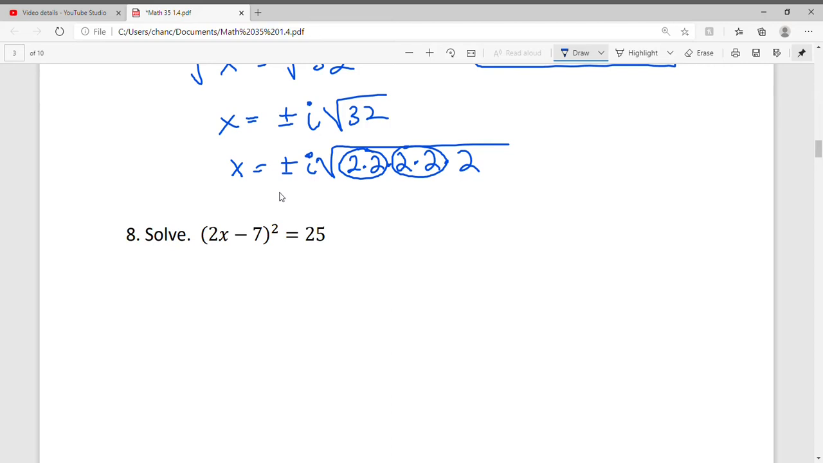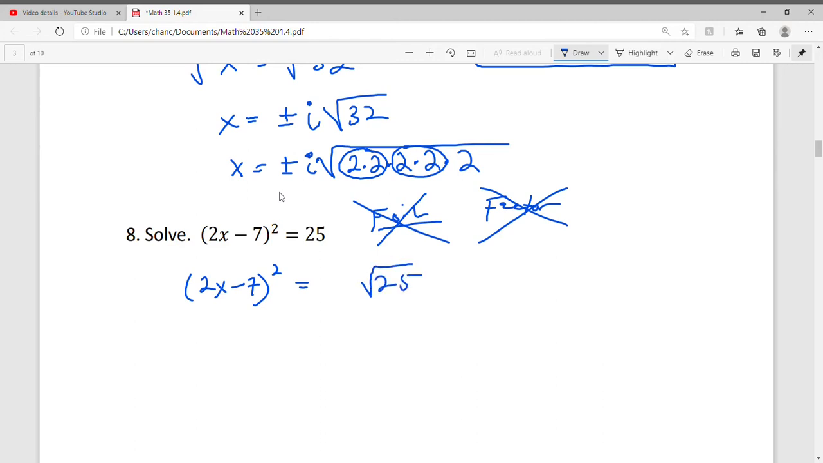In example 8, some people might feel tempted to FOIL this out, then set it equal to 0, then factor it. That is a lot of work. I don't want to do that. Instead, let's just take the square root of both sides, just like we did earlier. So we'll take the square root of 2x minus 7 squared and the square root of 25. We know the square root of 25 is 5. And on the left, the radical is going to cancel out with that squared term. That leaves us 2x minus 7.